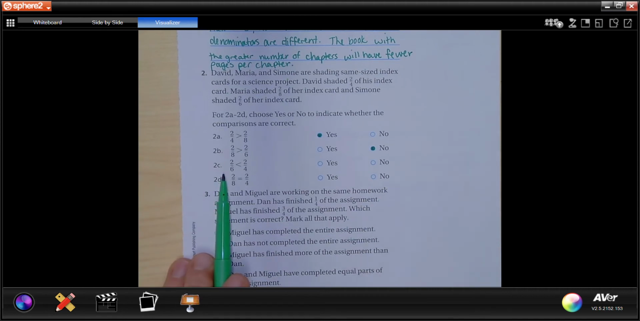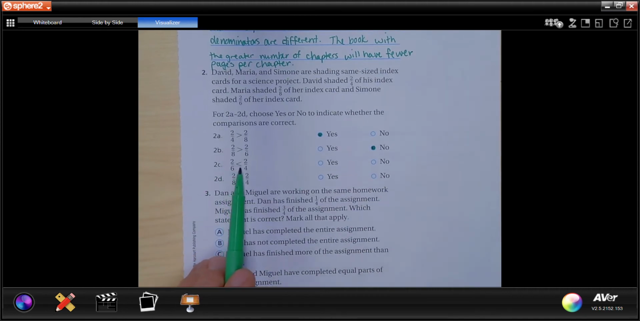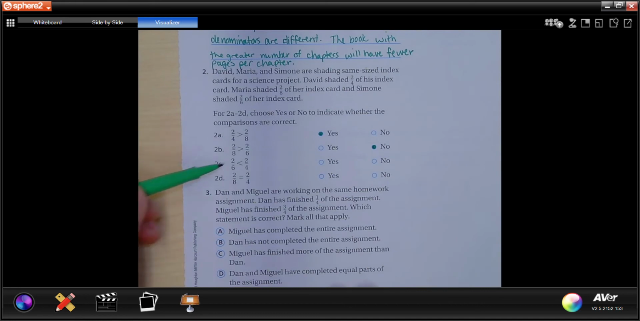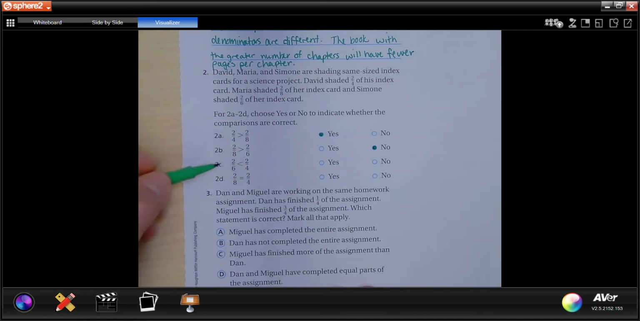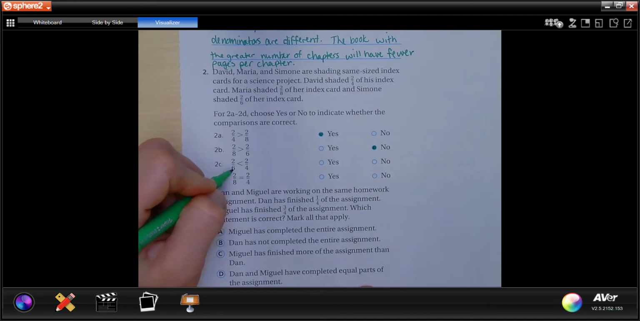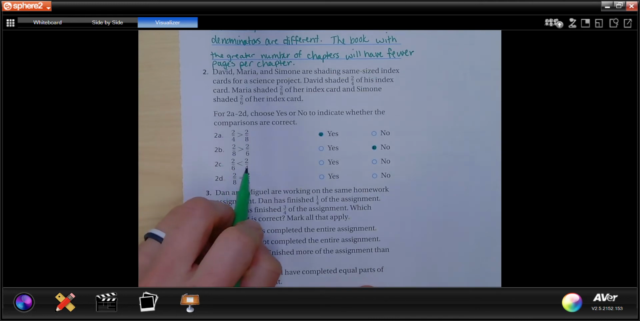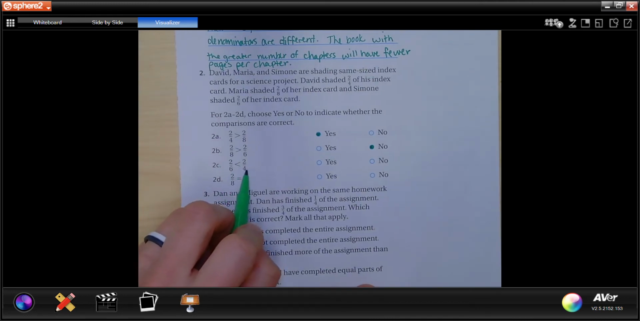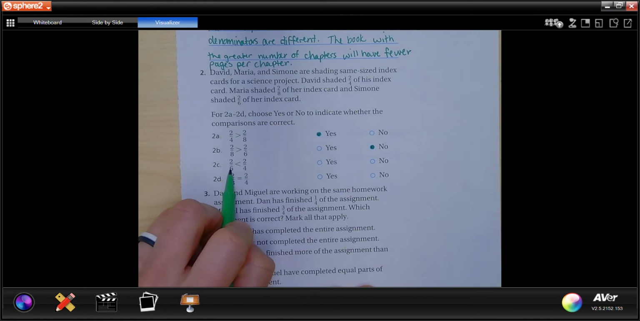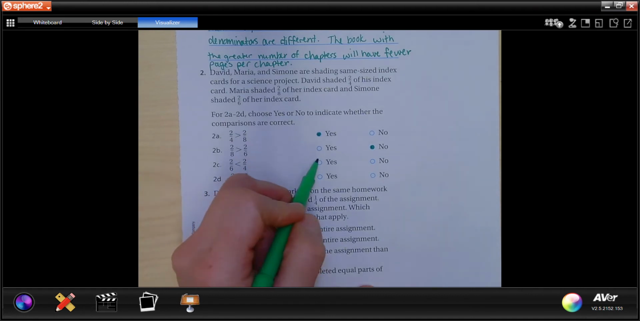2C. 2/6 less than 2/4. Same numerator again, so we will look at the denominator. Sixths and fourths. Well, we know that there are going to be smaller pieces in the sixths because they're cut smaller because there are more of them. So, is 2/6 less than 2/4? Yes.